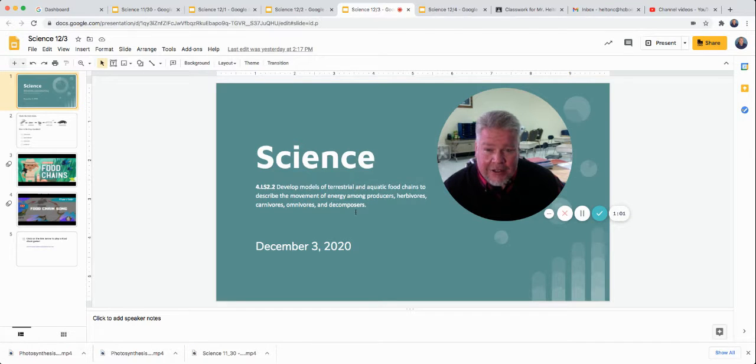So let's take a look at the standard about food chains. And it says develop models of terrestrial, that just means on the land, and aquatic, that means in the water, food chains to describe the movement of energy among producers, herbivores, carnivores, omnivores, and decomposers.